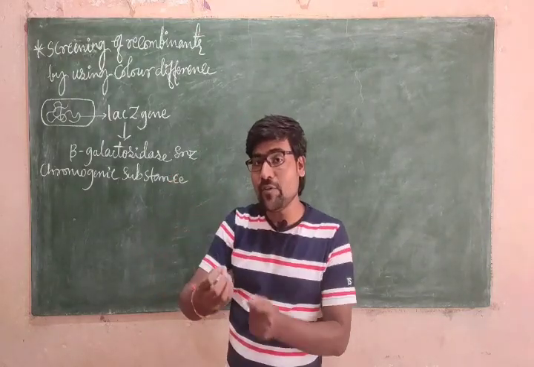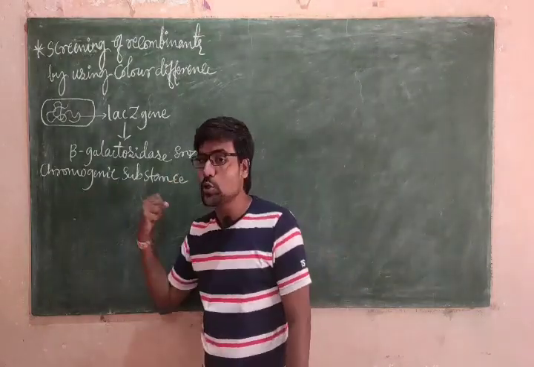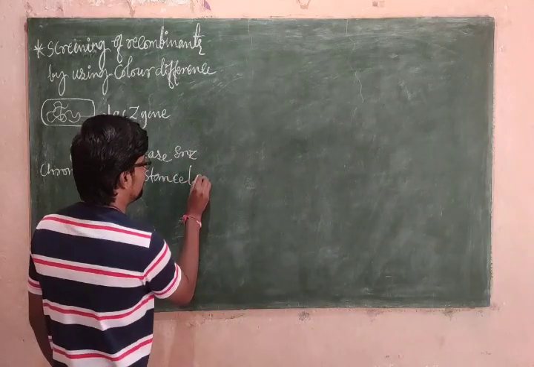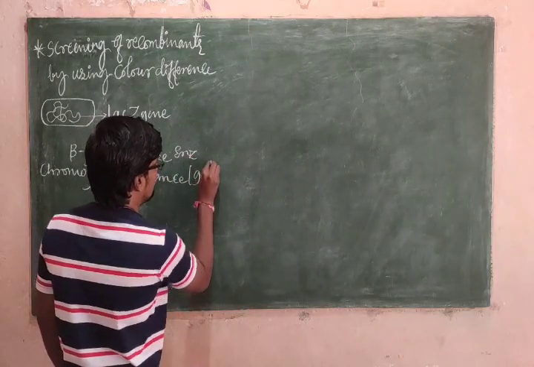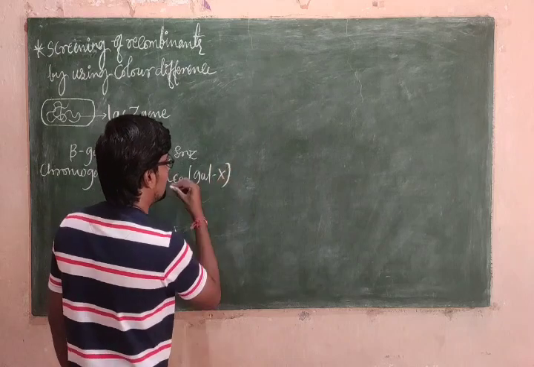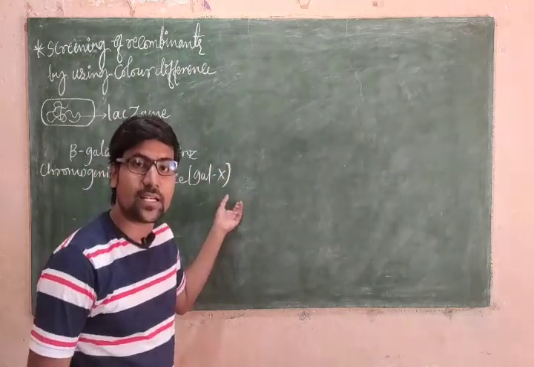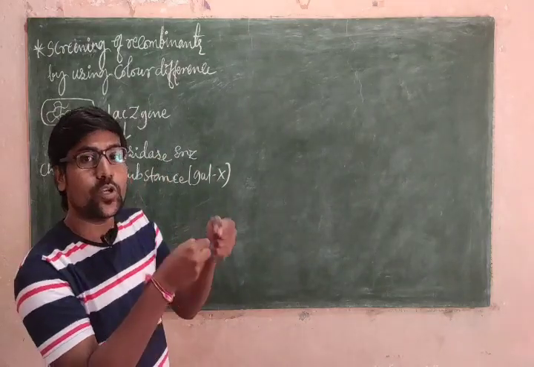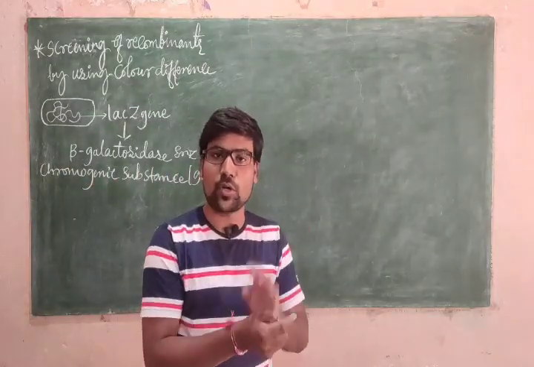But when we mix the lactose with one chromogenic substance, say that chromogenic substance is GAL-X. It is the chemical name of that color substance. Chromogenic substance means a substance producing color after metabolism.